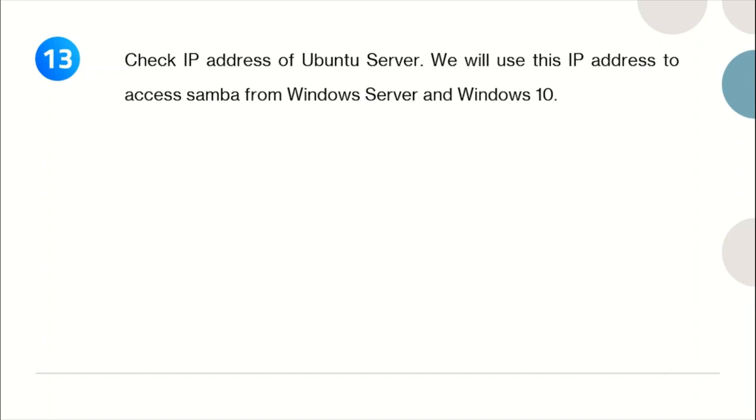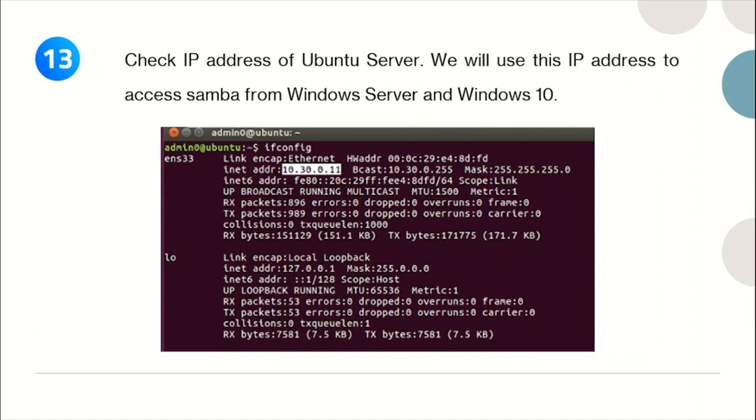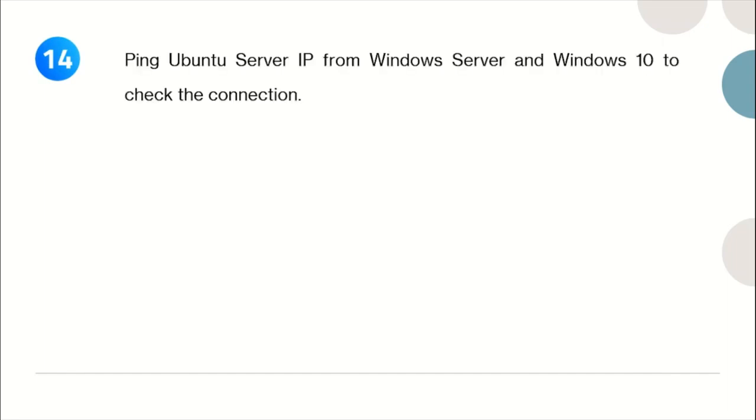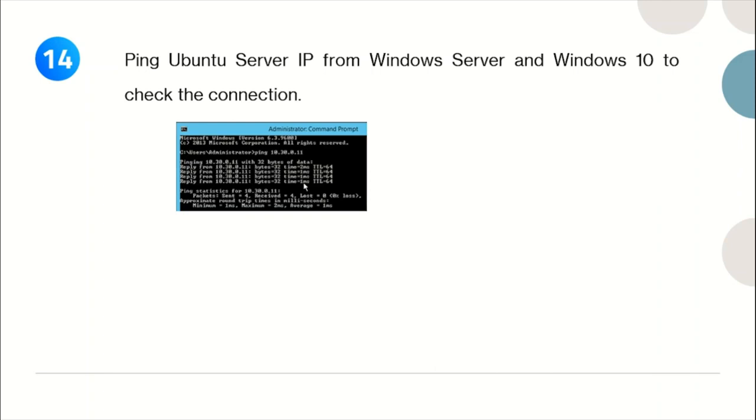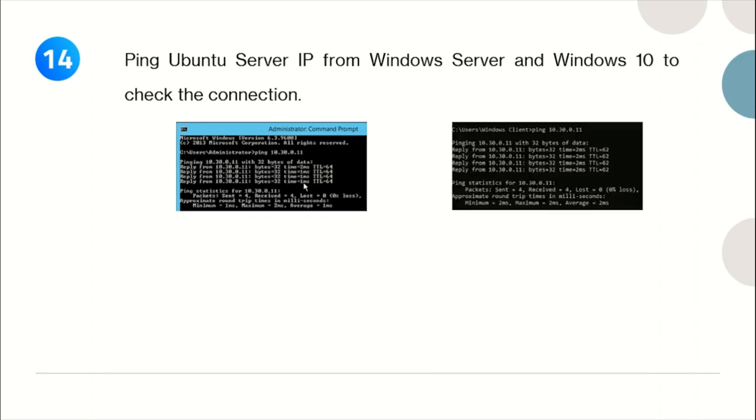Next, we will check the IP address of the Ubuntu server, as we will use this IP address to access Samba from Windows Server and Windows 10. As you can see, the IP address of the Ubuntu server is 10.30.0.11. We will need to ping the Ubuntu server IP from Windows Server and Windows 10 to check the connection. This is from Windows Server. This is from Windows 10.